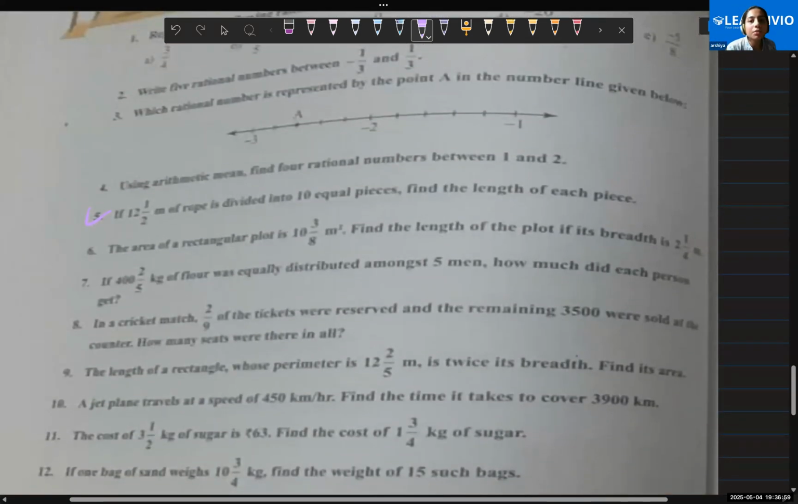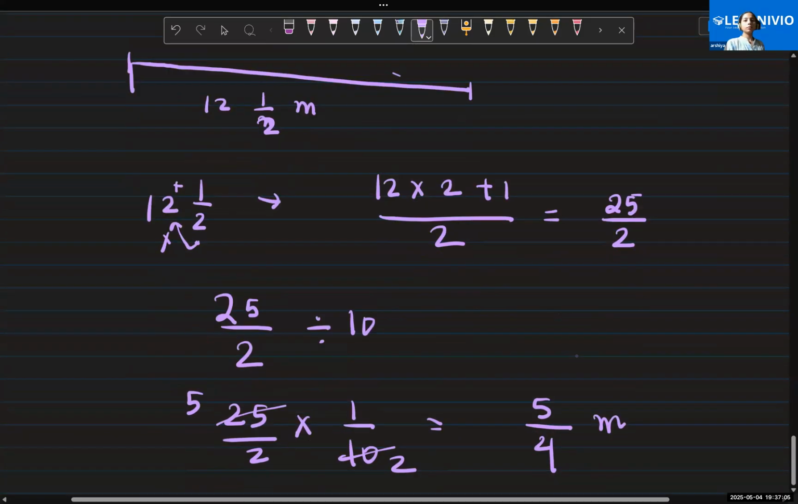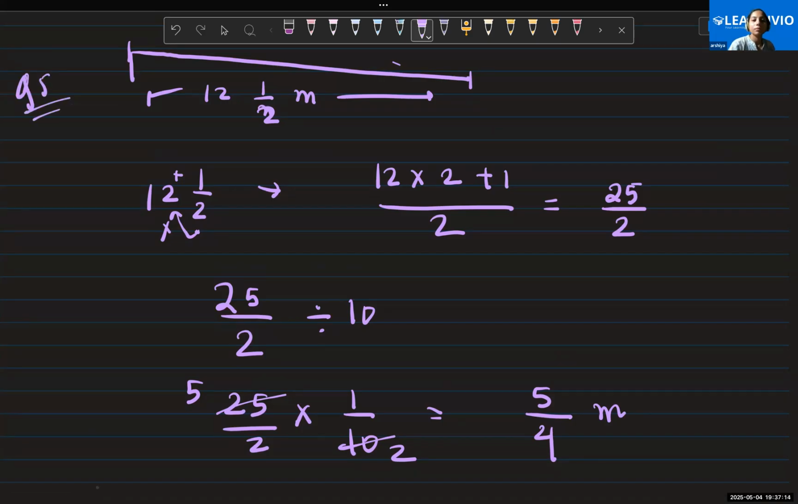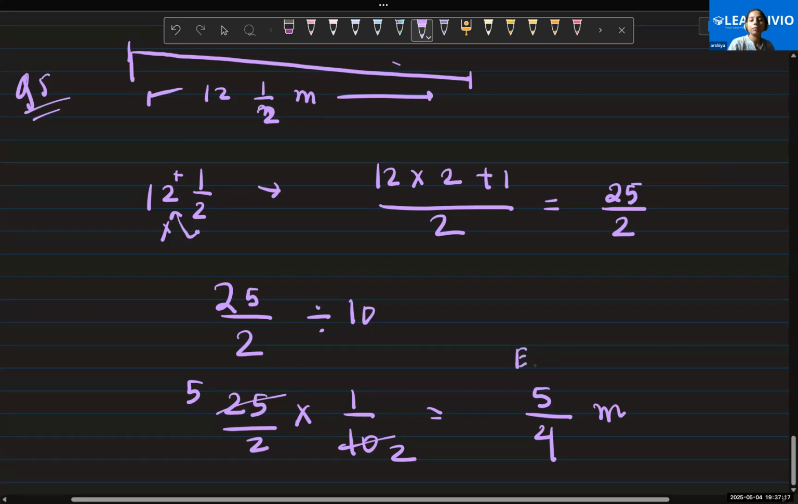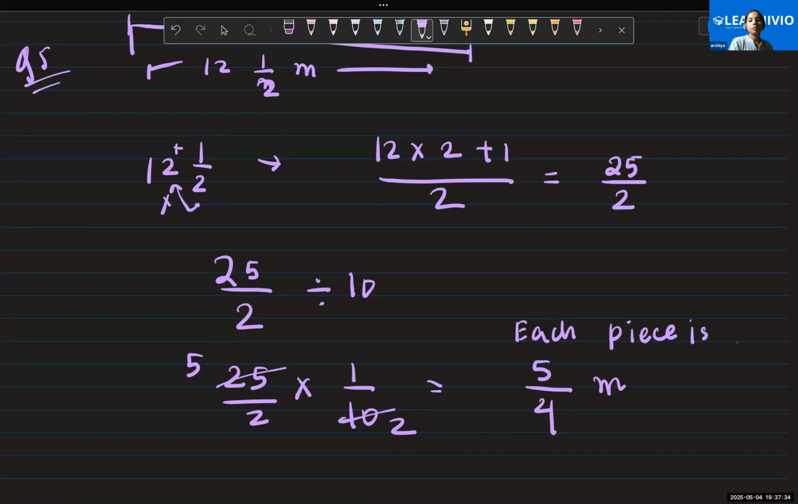Okay. Yes. Find the length of each piece. Done? Ma'am, you reciprocate the second number, right? Yes.